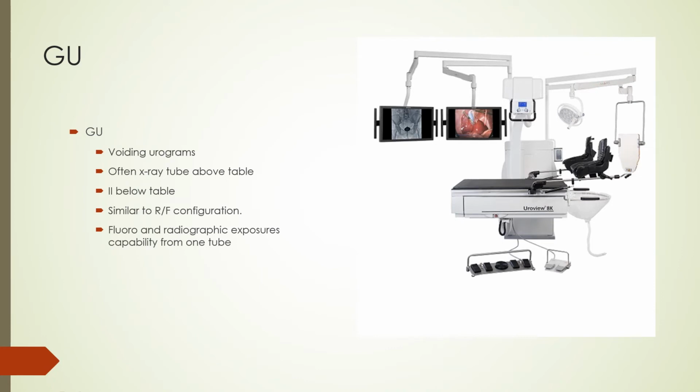Genitourinary systems are used for voiding urograms. Often the X-ray tube is above the table and the image receptor is below the table. This configuration results in increased patient access but leads to increased radiation exposure for personnel compared to under-table X-ray tubes.